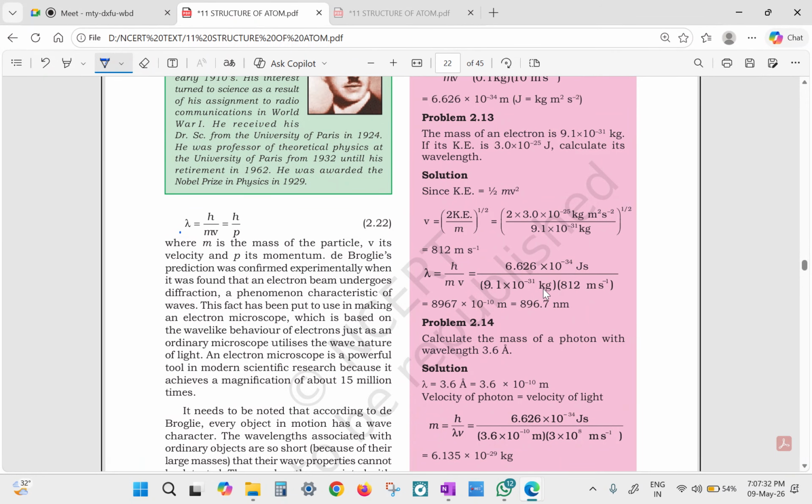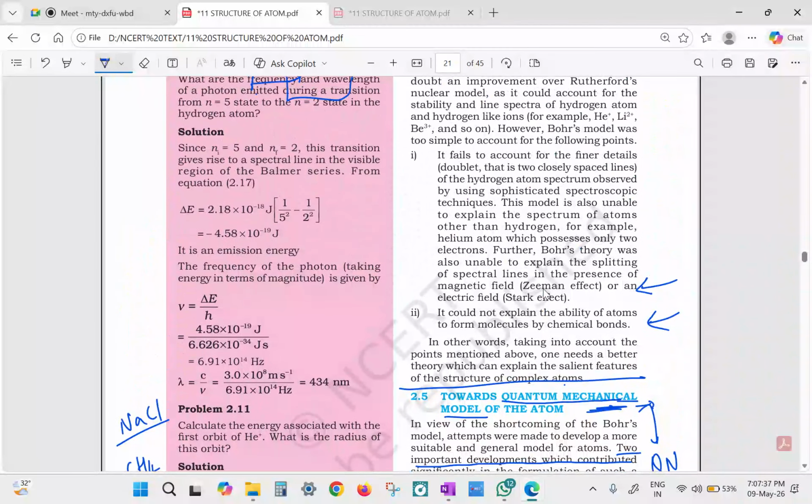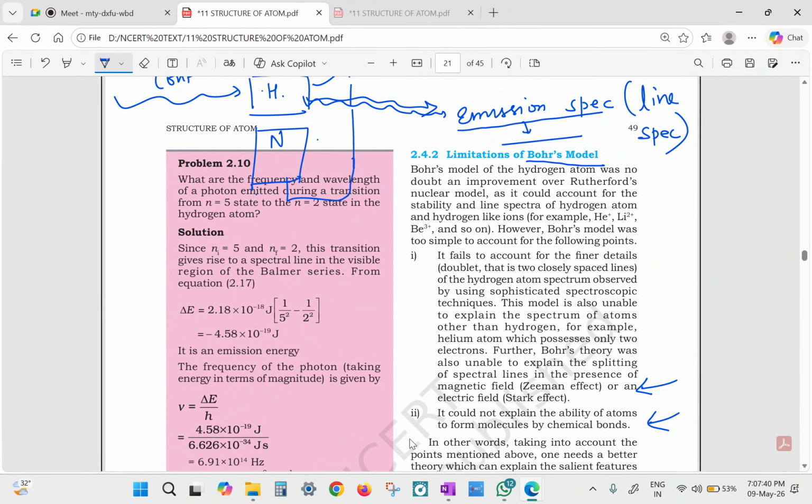Okay, so the electron having wave character is the conclusion. So why did Bohr's model fail? Because all this time, Bohr treated the electron only as a particle. It never treated it as a wave. In the quantum mechanical model, the electron is also treated as a wave. It's treated as a particle having some energy, but it is also treated as a wave.